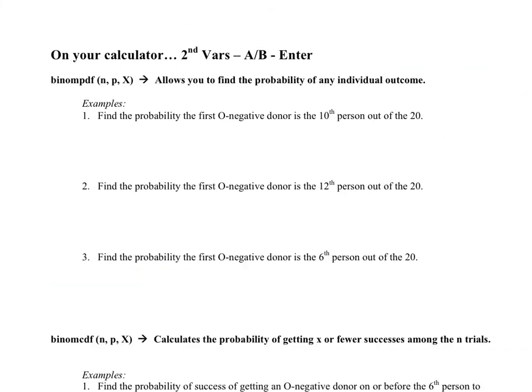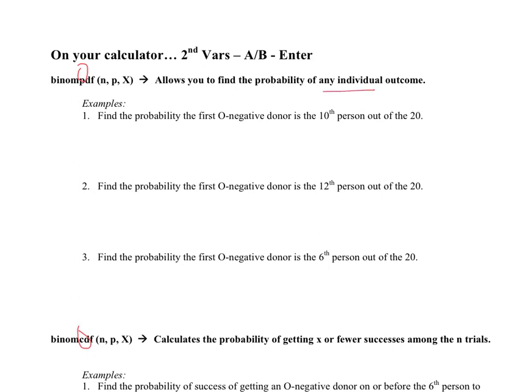Again, we can do this on our calculator by going to second vars, choosing this time A or B, and selecting enter. Pay attention to the difference. So there's a P here, and there's a C here. C again standing for cumulative. So we're looking for keywords like on or before or fewer than. So looking up at binomial PDF, it allows us to find the probability of any individual outcome.